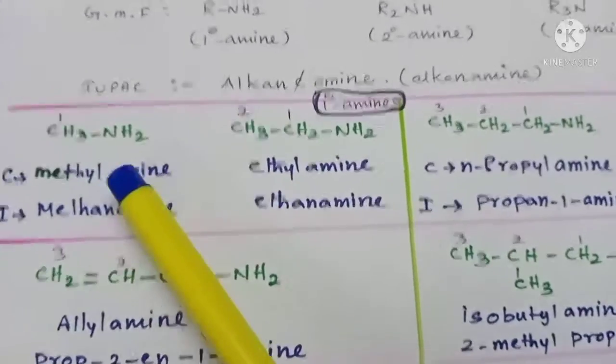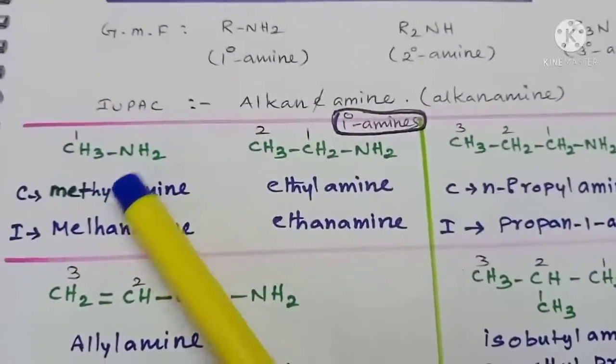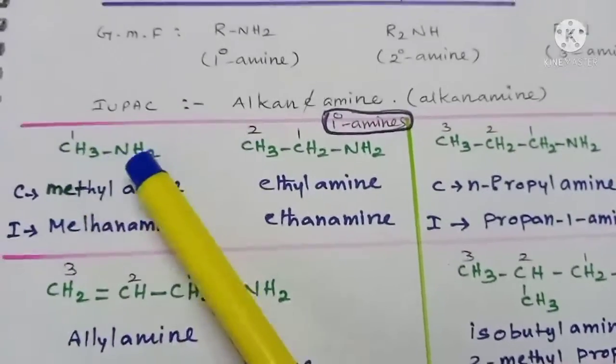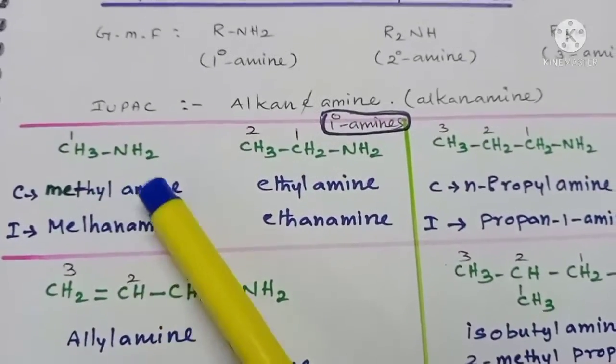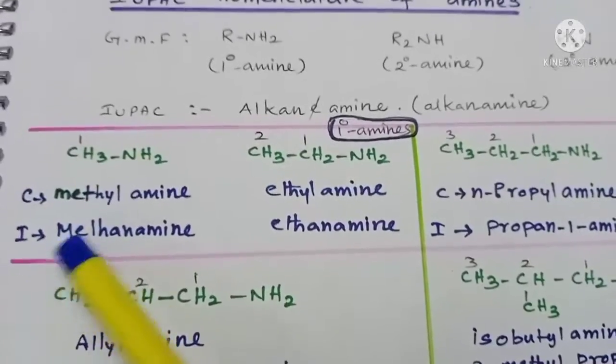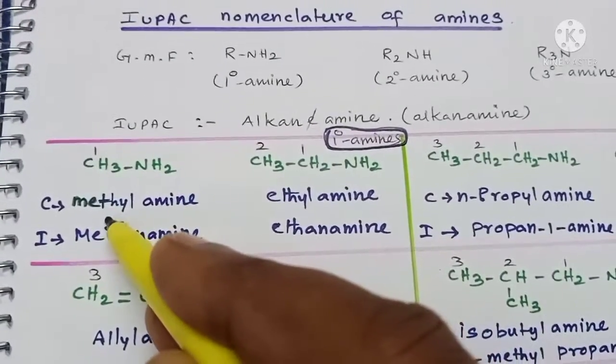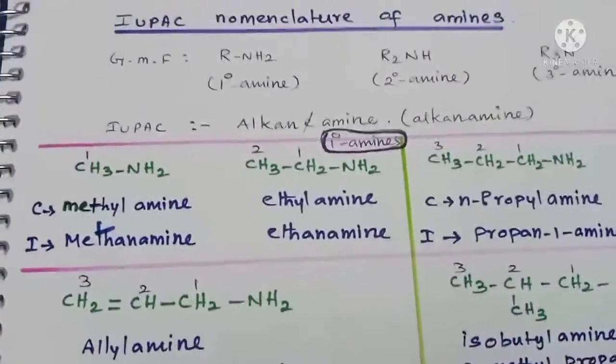This is the first member of primary amine, with formula CH3NH2. In the common name, CH3 is a methyl group with an NH2 amine group, so it's called methylamine. Whereas the IUPAC name is alkanamine. It is a methane derivative, so it is called methanamine.